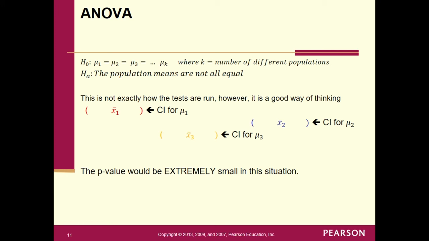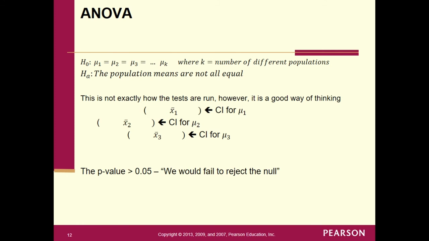Now again, this is not exactly how this is conducted, all right? But it's a reasonable way of thinking about it, that if the confidence intervals are not crossing one another, the p-value would be extremely small in this situation. It's not going to be, you know, 0.03. It's going to be 0.00000000001. Okay, because it's so overwhelming that these things are so far apart from one another. The numbers are suggesting that there is a huge difference between all of them.